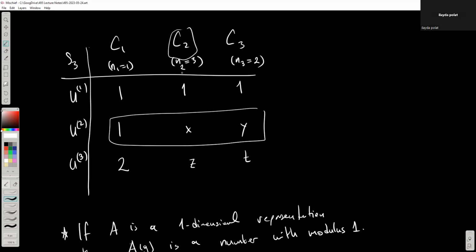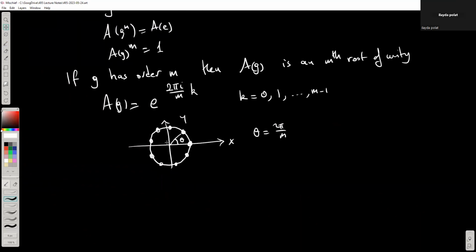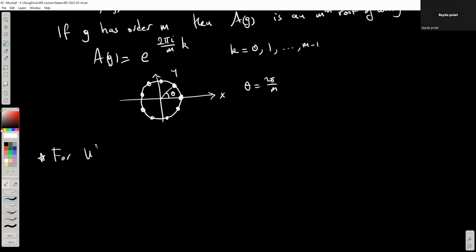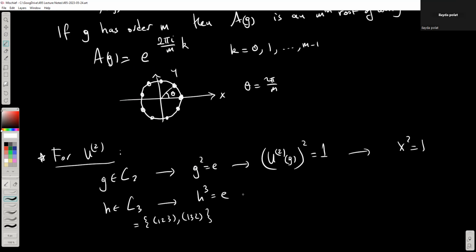So in this case, for example, let's just remember this. This second class contains the transpositions, right? And therefore they have order 2, and so x must be a square root of unity. Okay, so let's say it like this: for u2, if g is in the second class, that means g squared is equal to identity, which means u2 of g squared is equal to 1. So that means x squared is equal to 1. And for the third class, these are 3-cycles, for example (1, 2, 3) or (1, 3, 2). So the order of these elements is equal to 3. So the third power is identity, so y cubed is equal to 1.